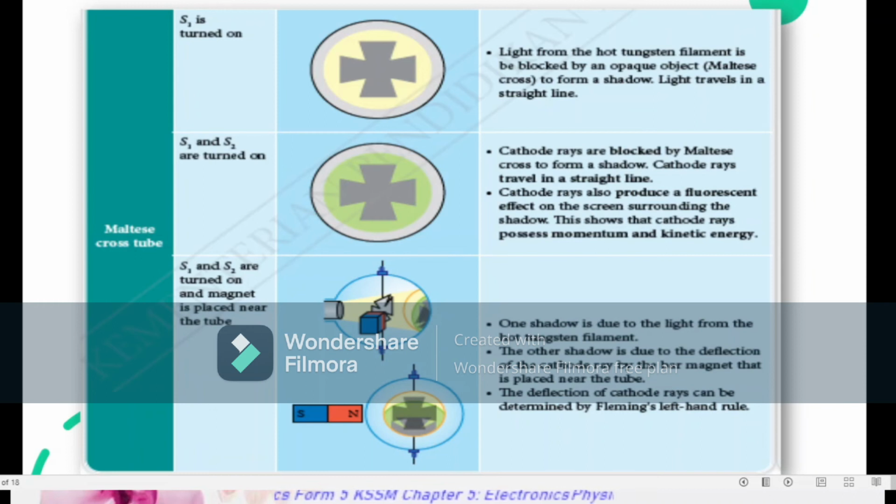In the previous activity, we have proved that cathode rays are negatively charged and deflected by an electric field. So now we have three properties that we can get from these activities. The first one is cathode rays are negatively charged because they are electrons. The second one, they can be deflected by an electric field. The third one, cathode rays also can be deflected by a magnetic field.